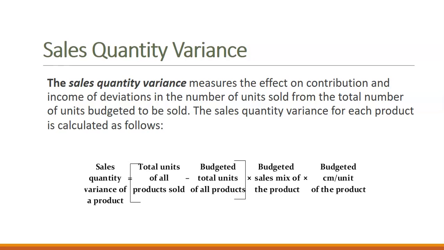This looks at the total units of all products sold and the budgeted total units of all products sold. It's the effect on contribution and income of deviations in the number of units sold from the total number of budgeted units to be sold. So this calculation is as follows. Take the total units of all products to be sold minus the budgeted total units, times the budgeted sales mix, times the budgeted contribution margin per unit of the product or sales mix.